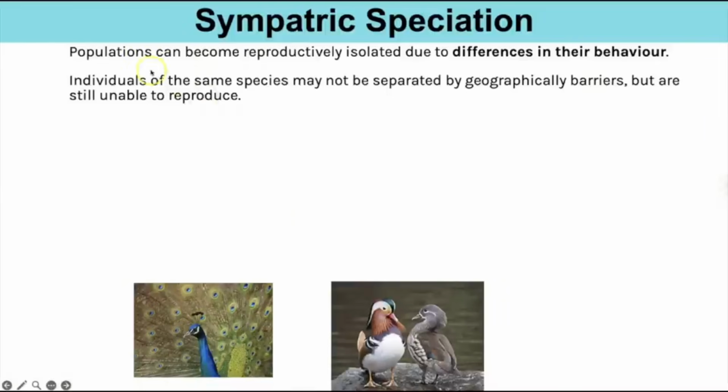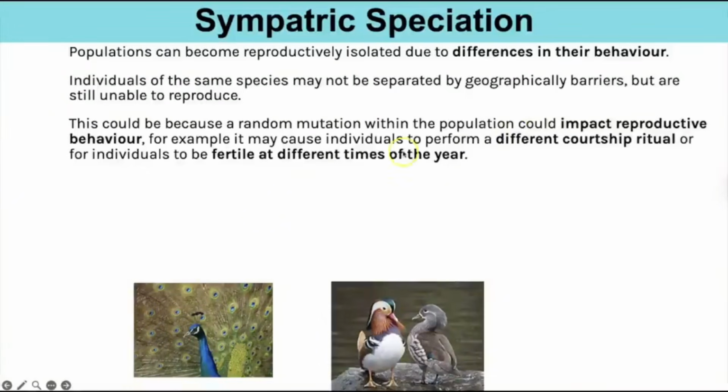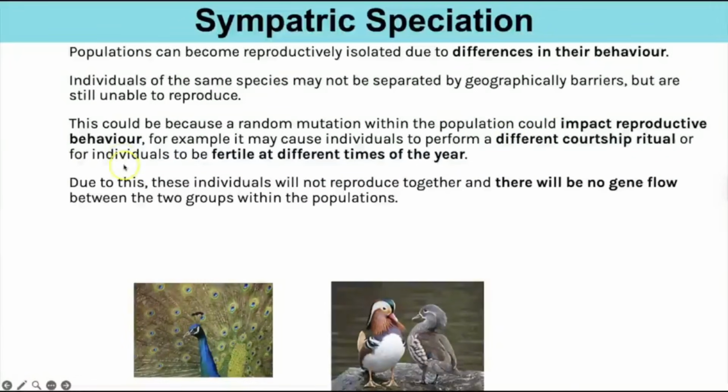Sympatric, this is when populations become reproductively isolated, not because of a geographical barrier, but due to something else. And it could be their behaviour. So it could be that linked to the idea of courtship, or it could be as well that they are now producing gametes at different times of year. So they're fertile at different times of the year. So even if they are mating, they're not making offspring because one of the pair in that reproduction is not making a gamete.